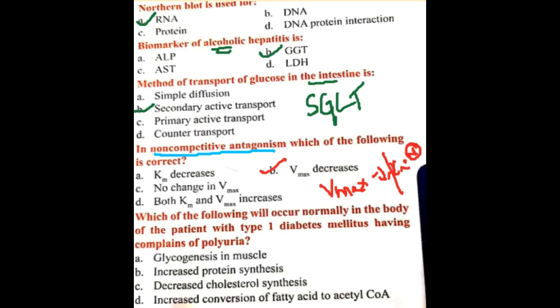Okay, next question is, which of the following will occur normally in the body of a patient with type 1 diabetes mellitus having complaints of polyuria? If a person has type 1 diabetes mellitus and complaints of polyuria, what will happen? First and foremost, I will tell you what will happen, and then we will come back to the question. If there is type 1 diabetes mellitus, first and foremost, there are decreased levels of insulin.